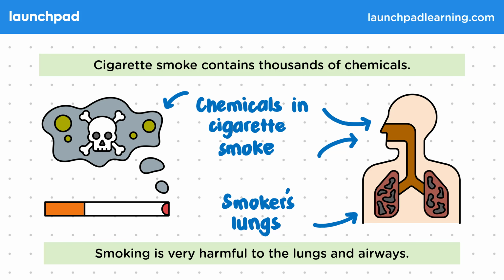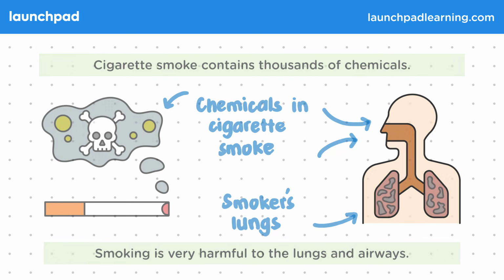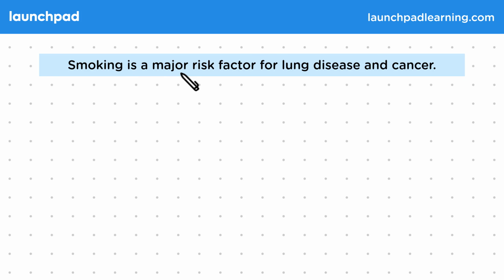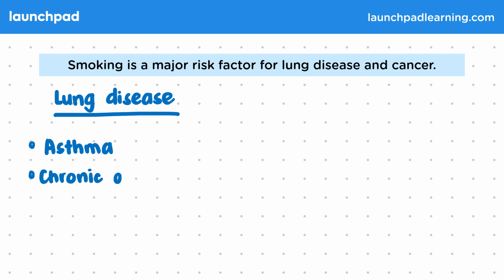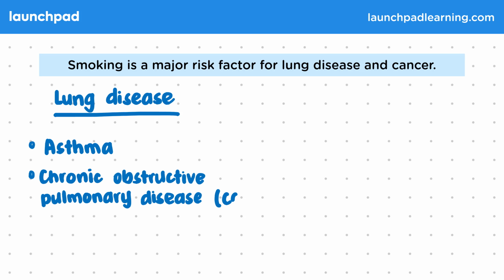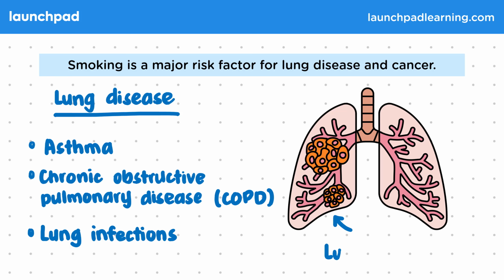Let's have a look at some of the health problems that smoking causes. Smoking is a major risk factor for lung disease and cancer. Lung disease includes things like asthma, chronic obstructive pulmonary disease, or COPD, and different lung infections. Lung cancer is a type of disease where cells divide and grow uncontrollably, and this can happen in one lung or in both lungs. You don't need to know about any specific lung diseases except for lung cancer in your exams, but they could come up as the context of some exam questions.